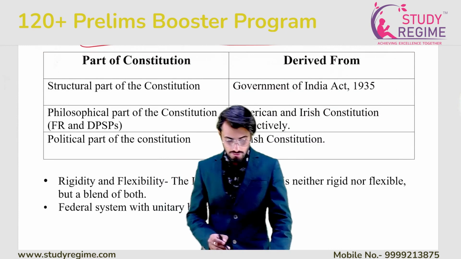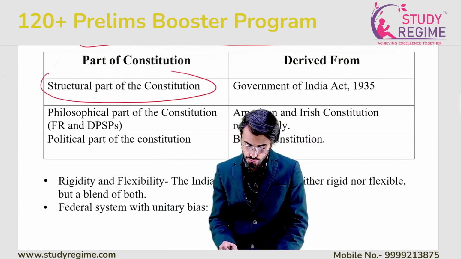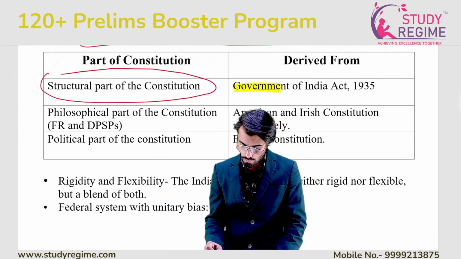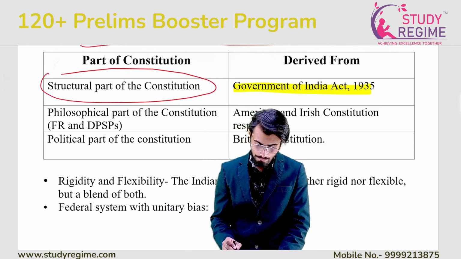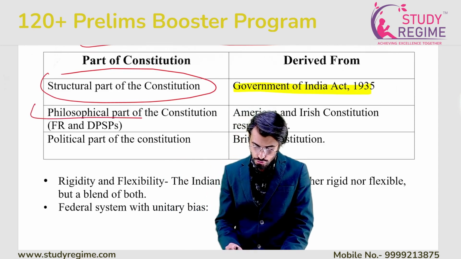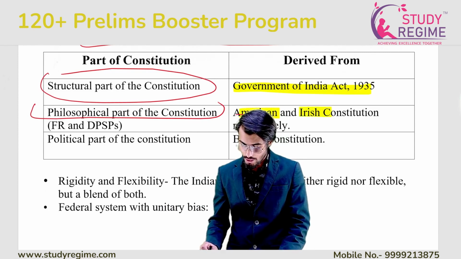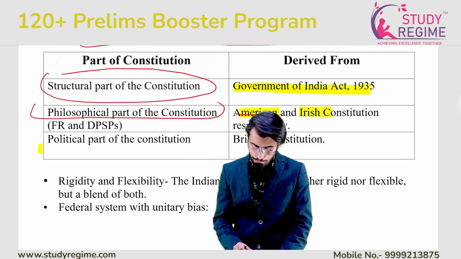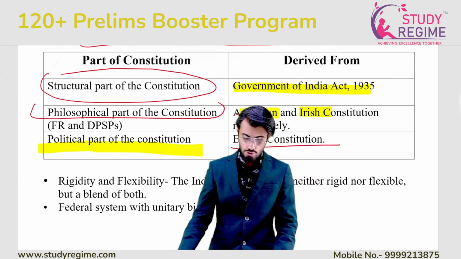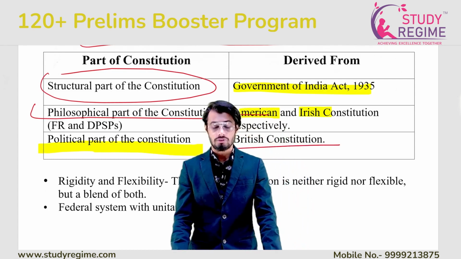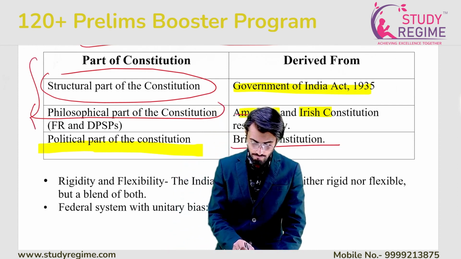Let's see. The structural part of the constitution is derived from Government of India Act 1935. Okay, the philosophical part of the constitution is derived from, again, American and Irish constitution. The political part of the constitution is derived from British constitution. So you have to not get confused. This table is very, very important.